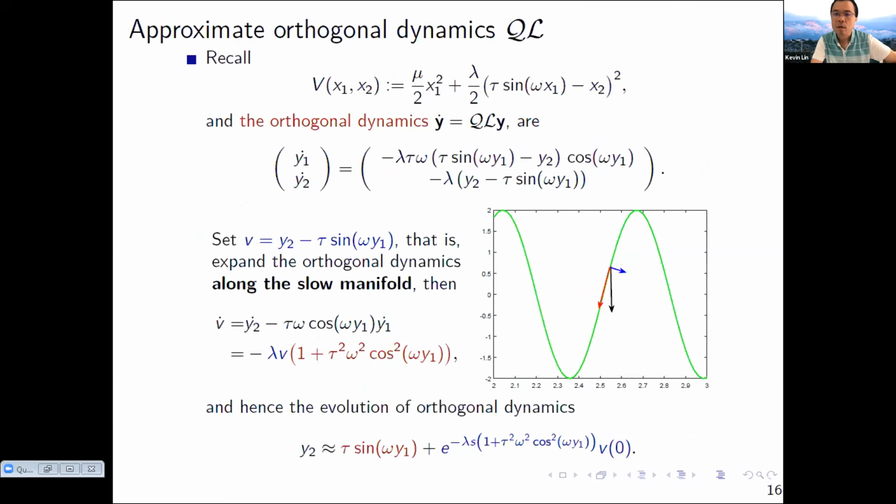Let me see. There's a question in the Q&A from Simon Berman about extending this to non-gradient SDEs. Can you give a 10-second answer?